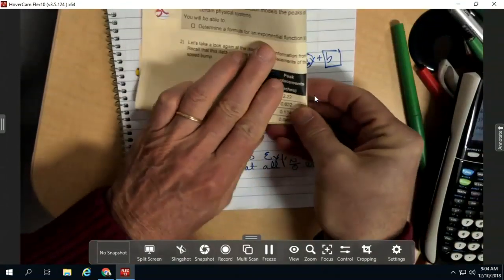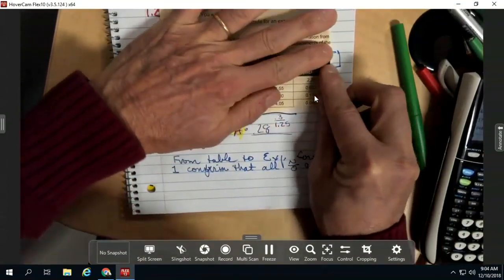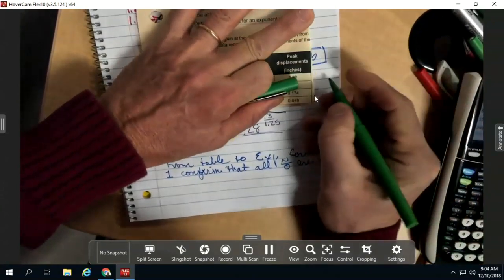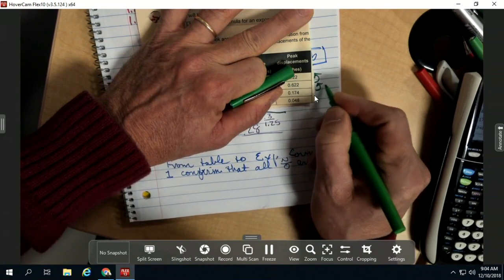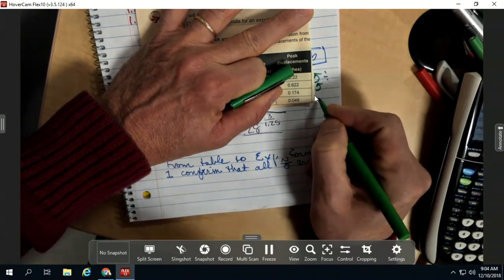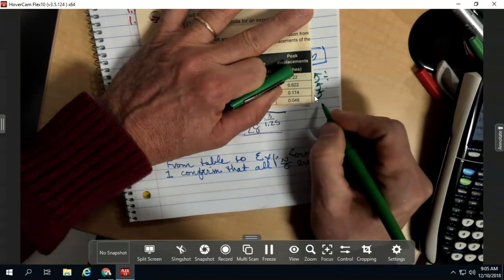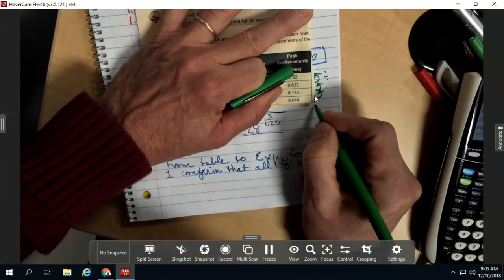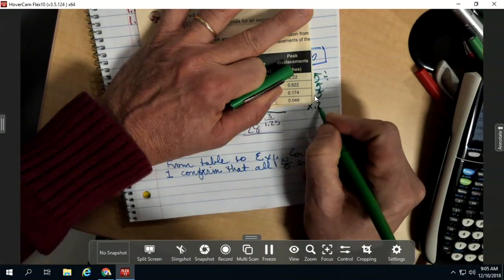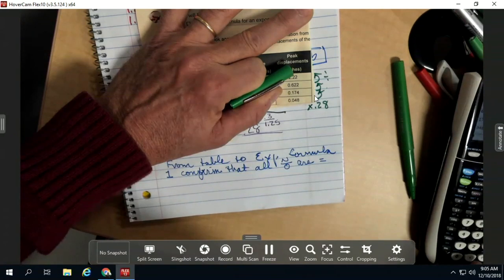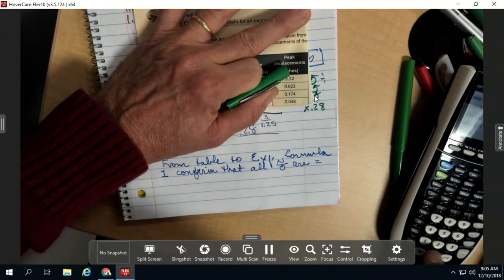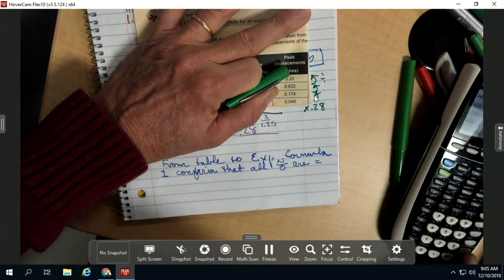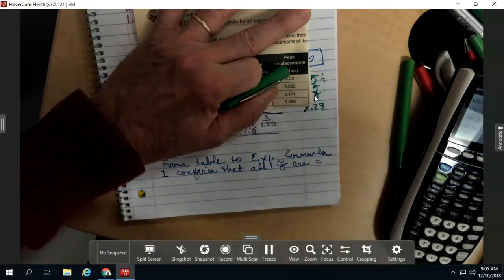So in each case, we were taking this number divided by the number above it, this number divided by the number above it, this number divided by the number above it. Now we're going to take this number times our 0.28. So 0.28 times 0.048. And what did you get?